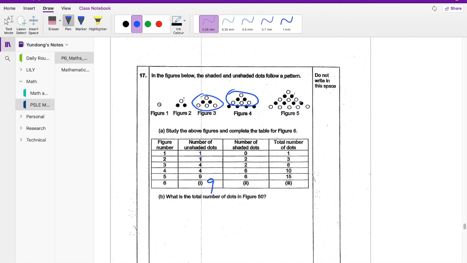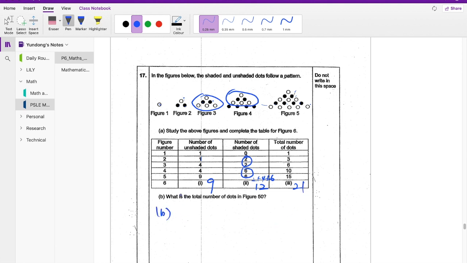And for the shaded, what's the pattern here? We see it only appears in figure 2, so 2, 2, 2, 2. These two are the same, then these two shaded are the same. Then the third one would be 2 plus 4 plus 6, which is 12. Then the total is 9 plus 12, which is 21.